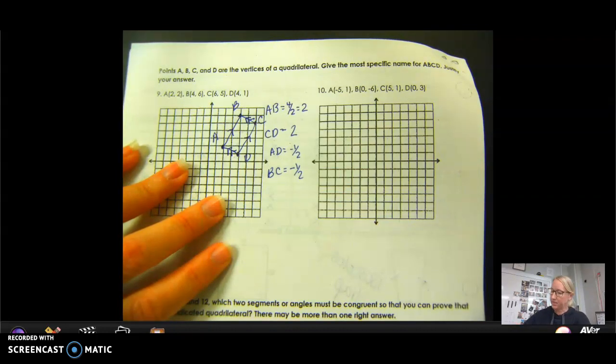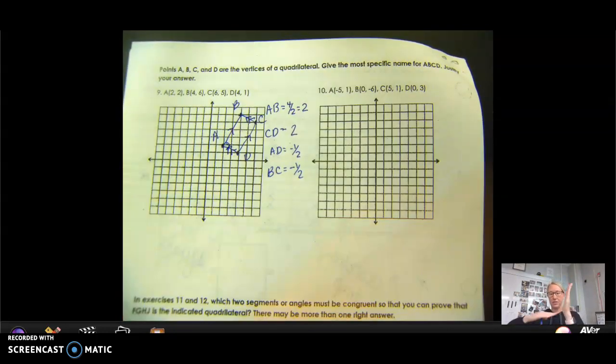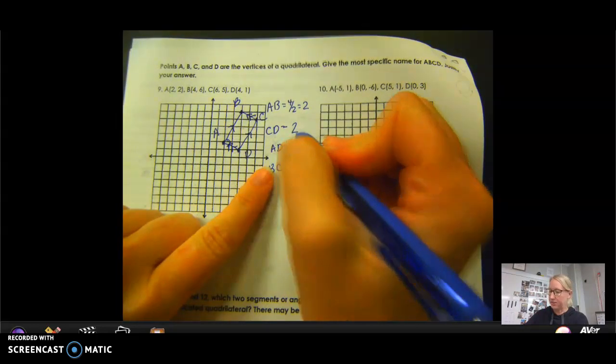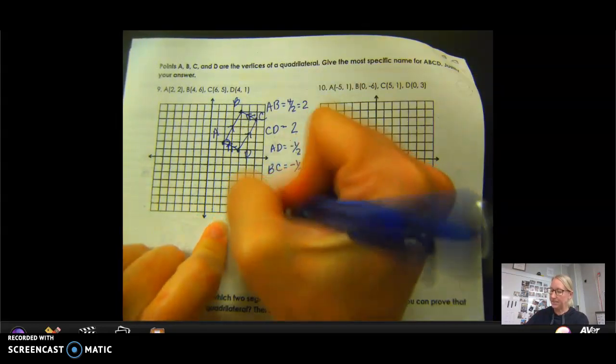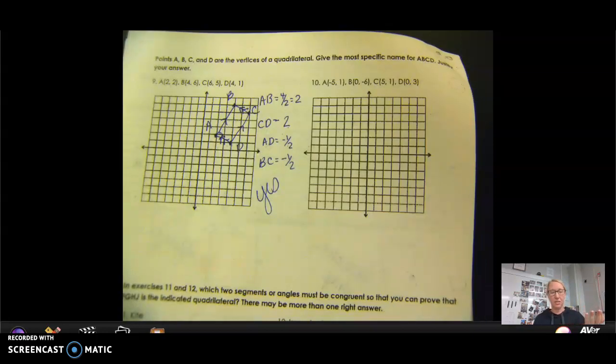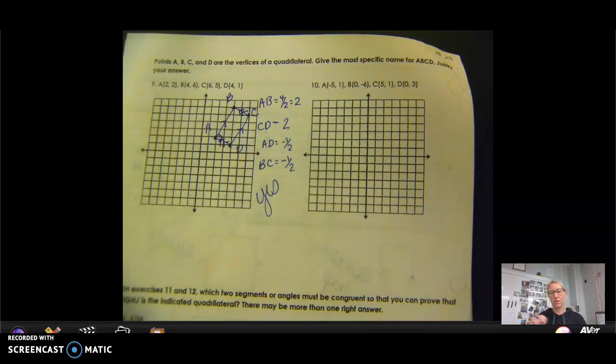Now to prove that it's a rectangle, I would need to prove that this is 90 degrees. And so if it's 90 degrees, those slopes have to be opposite reciprocals, right? So the opposite and reciprocal of 2 is a negative 1/2. So yes, it is a rectangle. If I would need to prove that it was a square for some reason, let's say it looked like a square, then I would also have to prove that all side lengths are equal.